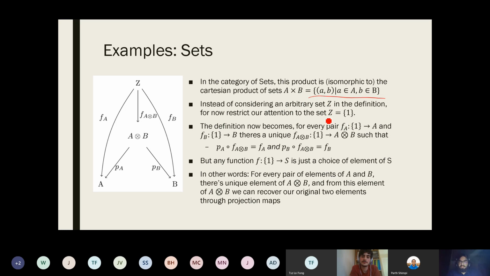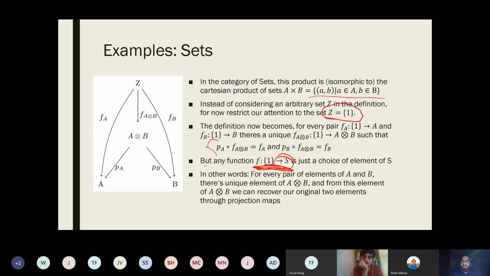instead of an arbitrary set Z, the singleton set Z containing just one element, namely the element 1. And the definition becomes: for every pair of functions fa from the singleton to A and fb from the singleton to B, there's a unique map from the singleton to A cross B, and you get the projection map properties. But any function f from the singleton to another set is just a choice of element of the codomain. As in, this is literally just specifying an element of the codomain.